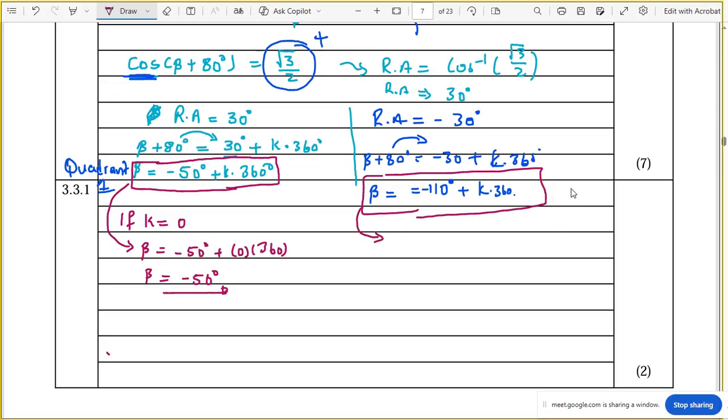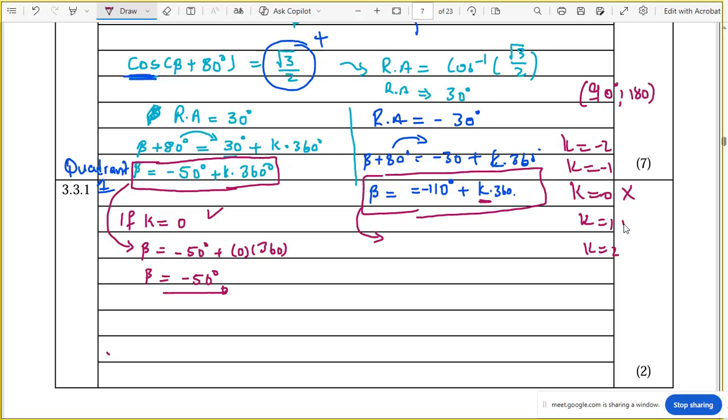You test for if k is 0, if k is 1, if k is 2. If it's not working, you test k is -1, k is -2. So if you get one answer on this side, you're done, you move to the other one. Now look at this. If k is 0, we get -110. So that won't work. 0 won't give us the answer that is between -90 and 180. So that one won't work.